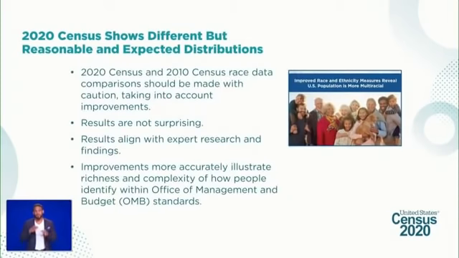We describe the results in our America Counts story with an overview of race and ethnicity in the United States. Again, these results are not surprising as they align with our expert research and corresponding findings this past decade about the impacts of the decennial census question format on race and ethnicity reporting. These improvements more accurately illustrate the richness and complexity of how people self-identify their race and ethnicity in response to two separate questions within the current OMB standards.